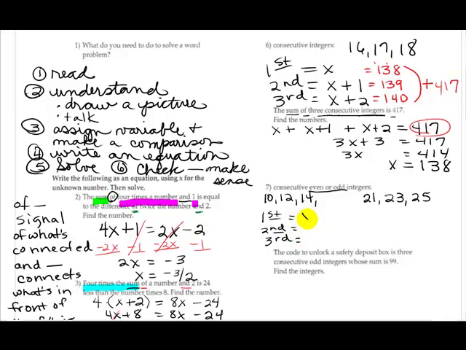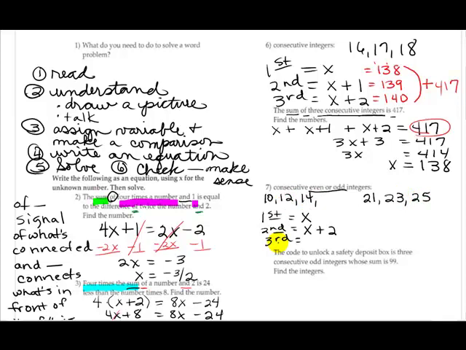The first one's always x, and then the second one is a comparison with the first. So what do I add to 10 to get 12? It's 2. Now the odd thing about the odds is that we also ask, what do I add to 21 to get 23? It's 2. So everything is 2 apart, whether it's even or odd.